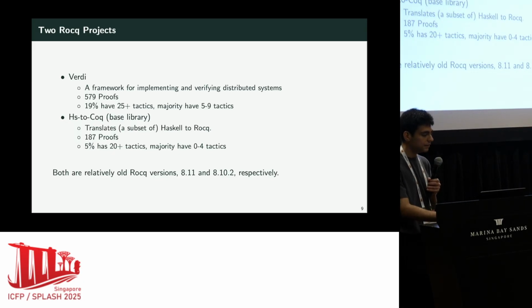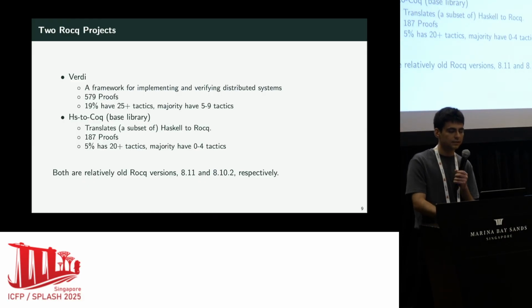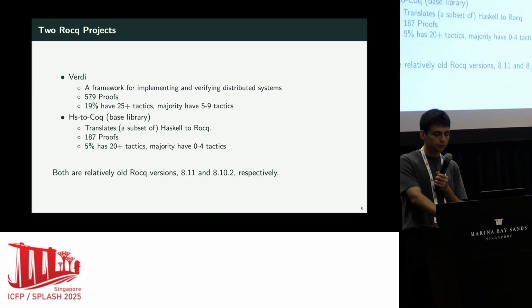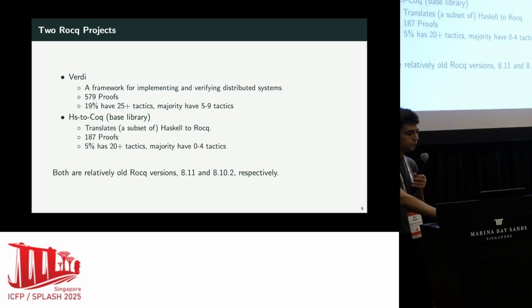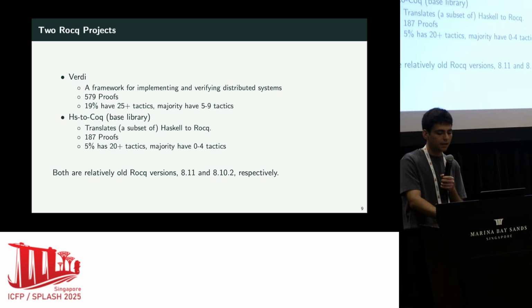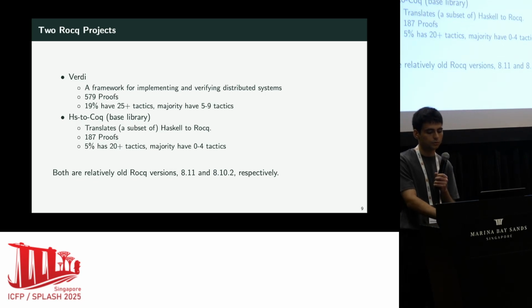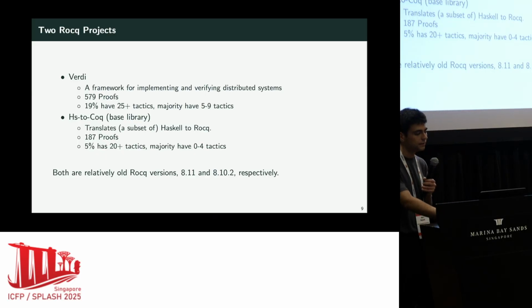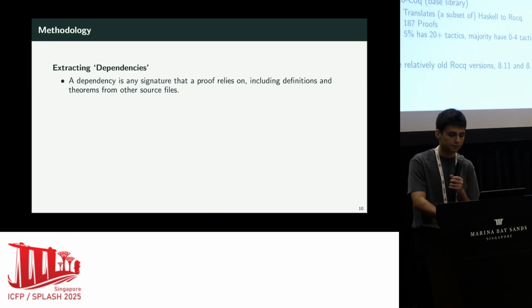The other project that we picked was hs-to-coq, specifically the base library of hs-to-coq. It translates a subset of Haskell to Rocq so that you can reason about your Haskell programs. It has 187 proofs, and 5% of the proofs in there have 20-plus tactics, and the majority have around 0 to 4 tactics. Just as a note, both have relatively old Rocq versions, 8.11 and 8.10.2 respectively.